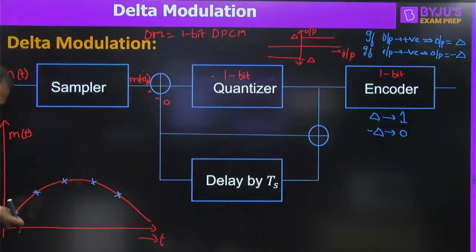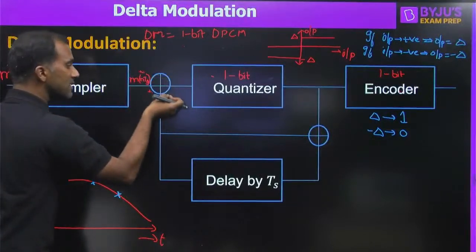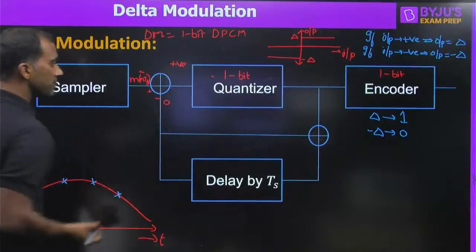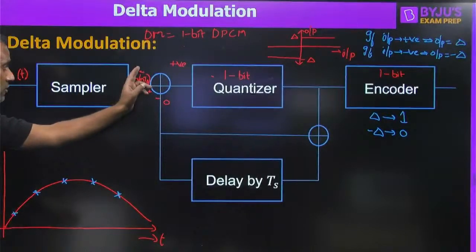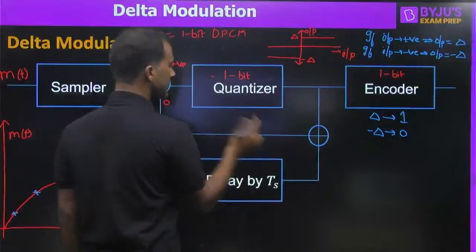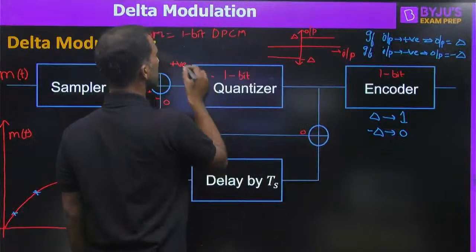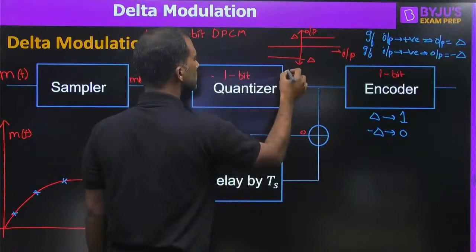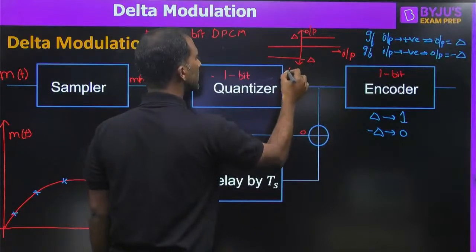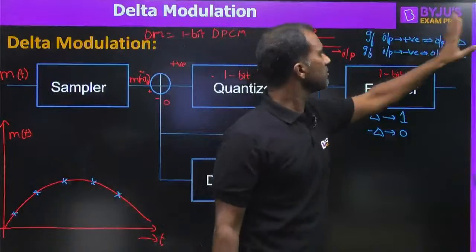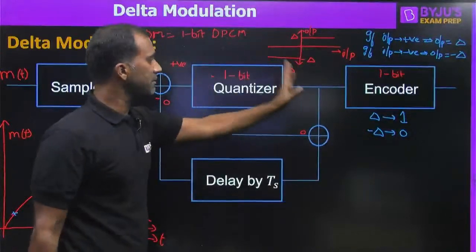When the first sample comes in, it is positive. Positive sample minus 0 is positive. So the first difference is positive. Now, when a positive sample is given as input to the quantizer, what is the output? It is going to be delta, correct or not? Because we know the quantizer characteristic: if the input is positive, the output will be delta. If the input is negative, the output will be minus delta.